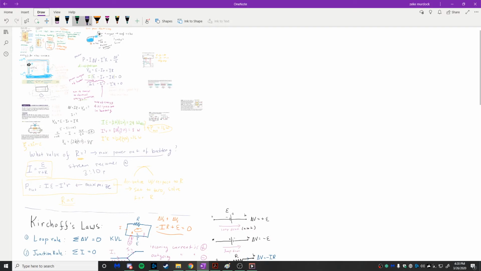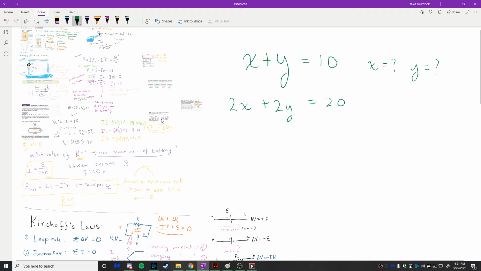All right, so suppose that I have the following two equations. Let's say I have x plus y is equal to 10. And I say also that 2x plus 2y is equal to 20. What is x and what is y? Yeah, that's right. These two equations, what's wrong with using these two equations to solve? What's the answer?